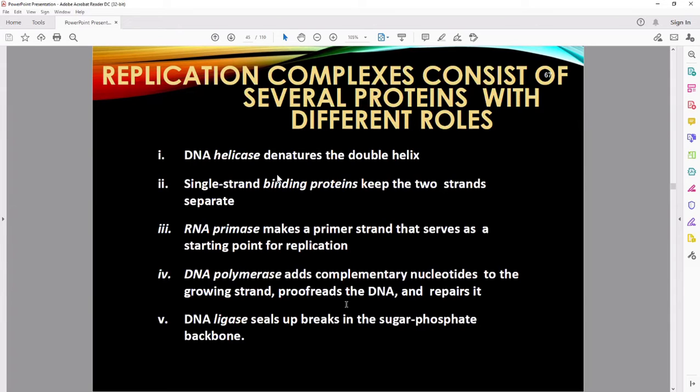Once we have the free, linear single-stranded DNA, we now need a primer to initiate. RNA primase is an enzyme that makes a primer strand that serves as a starting point for replication. Primase is basically the enzyme we have in our cells to make a primer.